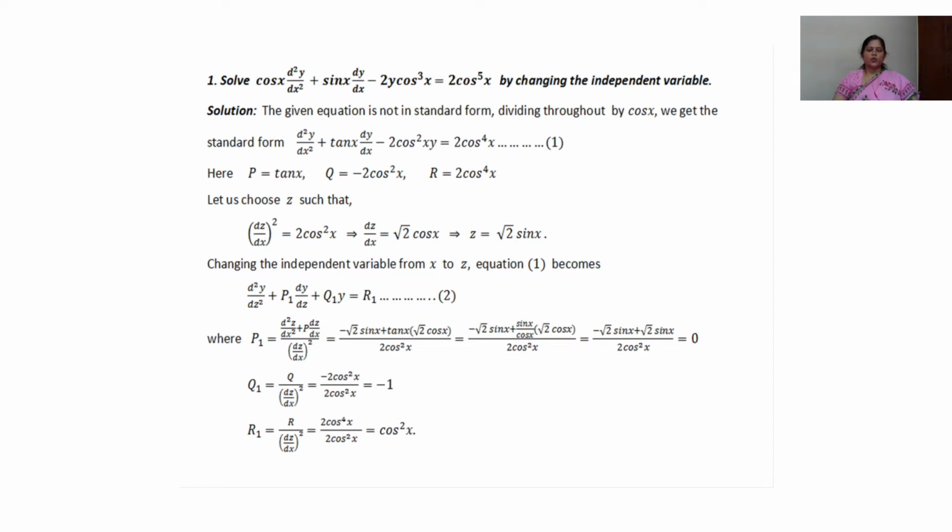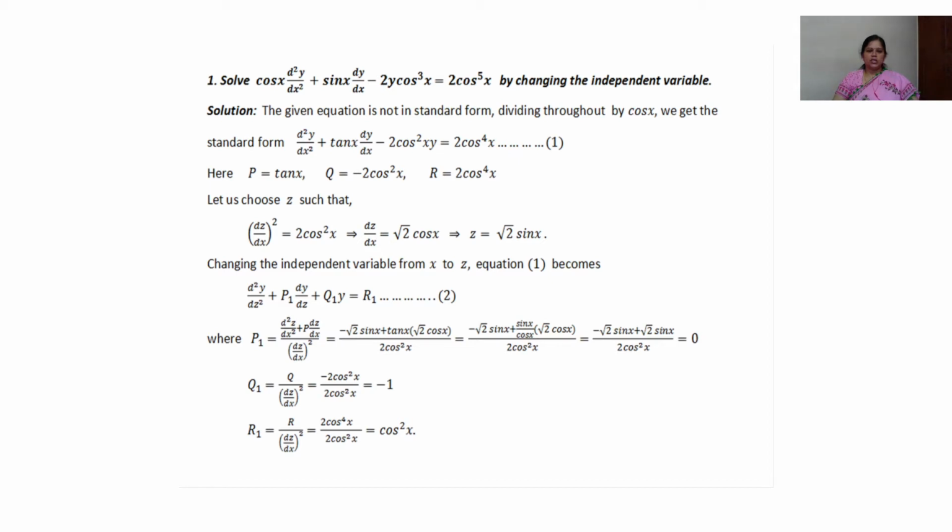From this we go for the integration to find z. If you integrate, dz/dx becomes z, and root 2 will be a constant. We have the same thing. Then the integration of cos x is sin x. So that's why z is equal to root 2 into sin x.